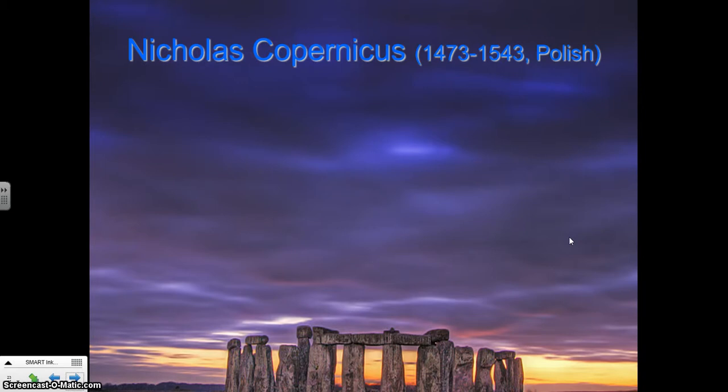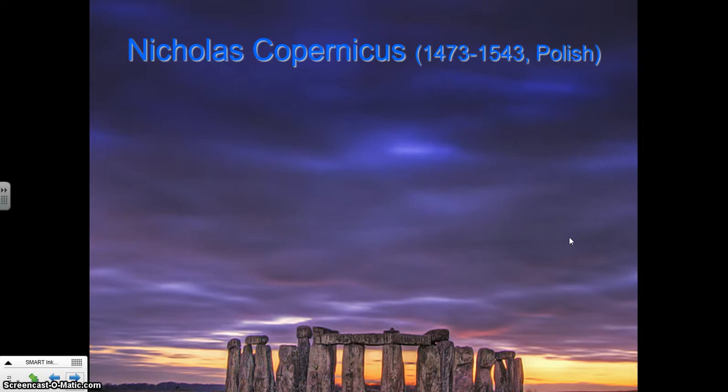The observations weren't matching up with the predictions that the system had made, because it didn't have the motions correctly. The Ptolemaic system did a good job early on of predicting the motions of the planets, but as time went on, the differences between what was actually happening and what everybody thought was happening became more pronounced. So eventually we had to reevaluate the system, and that's when Nicholas Copernicus came out with his heliocentric theory.